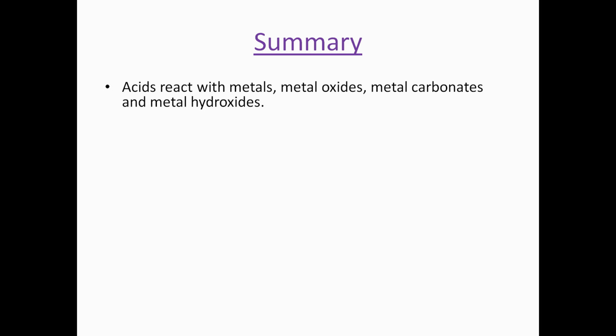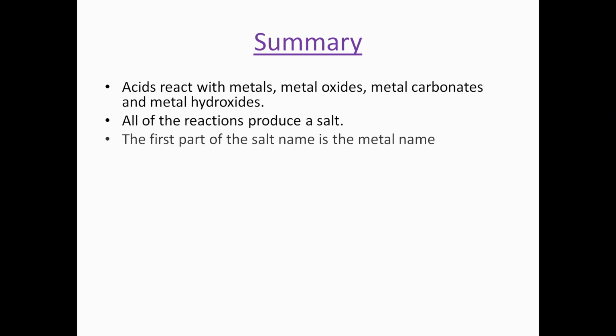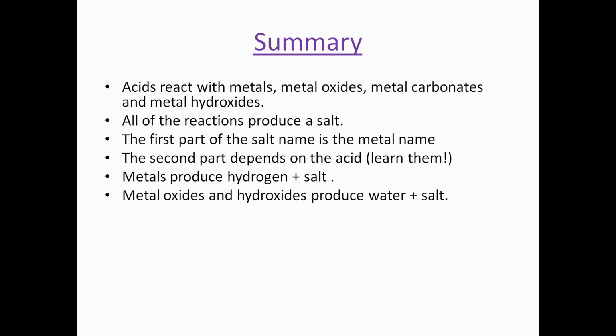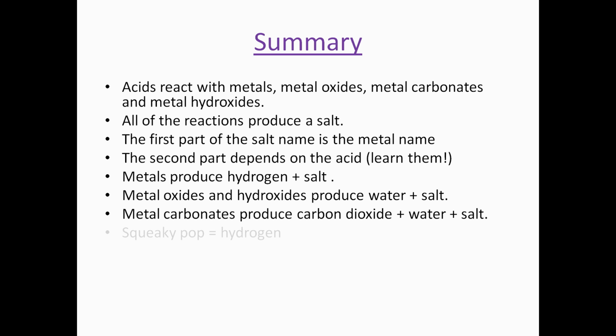Alright, summary time. Acids react with metals, metal oxides, metal carbonates and metal hydroxides. All of the reactions produce a salt. The first part of the salt is a metal name, the second part depends on the acid, and you will need to learn those rules. Metals produce hydrogen and a salt with an acid. Metal oxides and hydroxides produce water and a salt. Metal carbonates produce carbon dioxide, water and a salt.